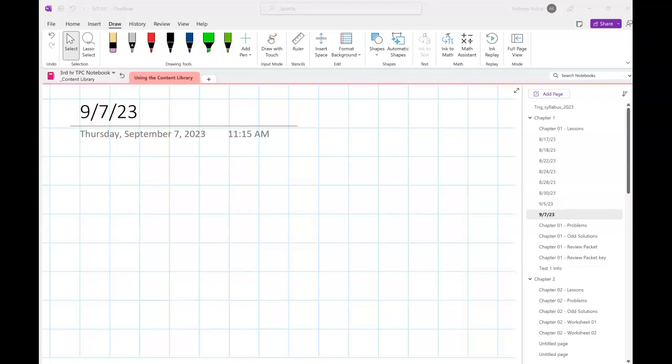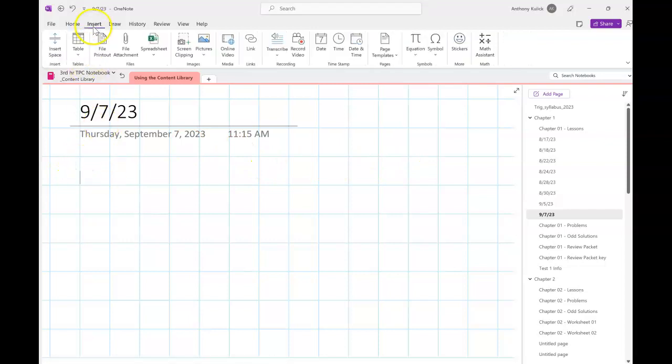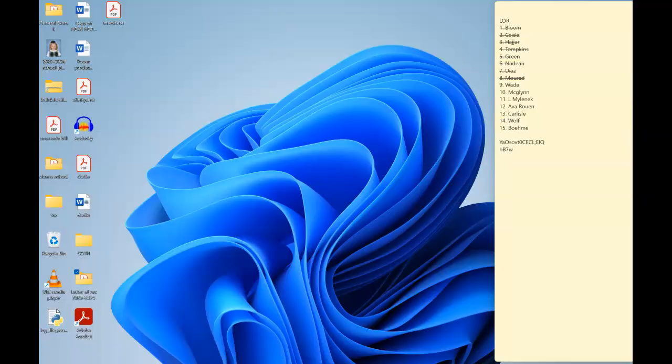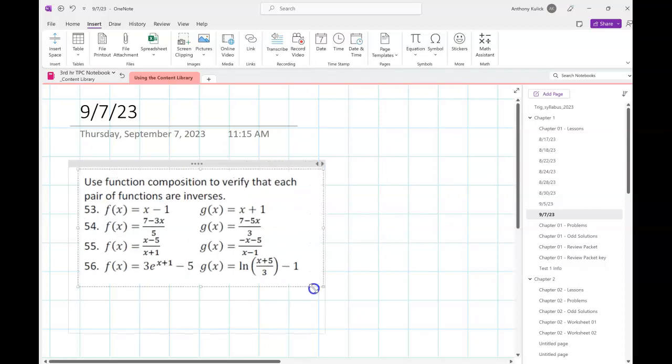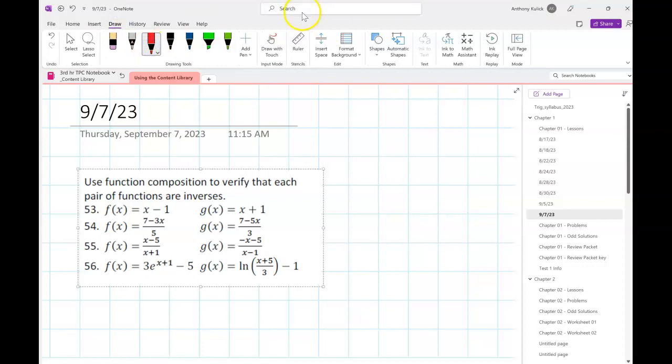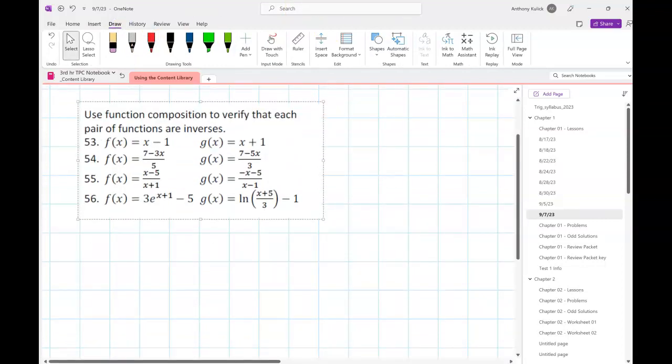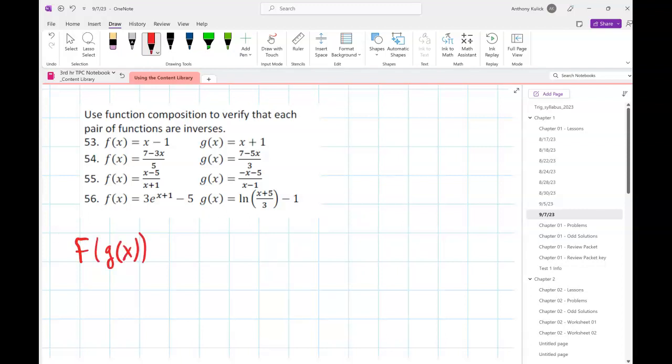Avery. Can you do 56? Sure, we can do 56. So the directions here say to use function composition to verify that each function's are inverses. So for 56, we need to do f of g of x, and then we also need to do g of f of x.